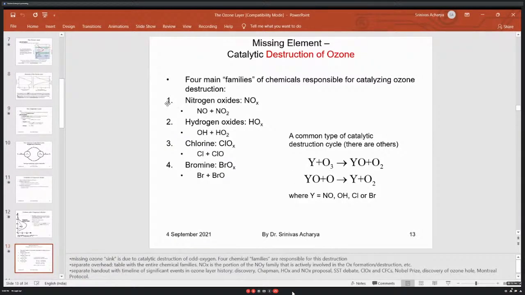This catalyst may be one out of these four. It may be NO, it may be OH dot, it may be Cl dot, it may be Br dot. You know that chlorofluorocarbons contain chlorine or bromine, and these are some naturally occurring tropospheric species which may get into the stratosphere due to cumulonimbus cloud formation.